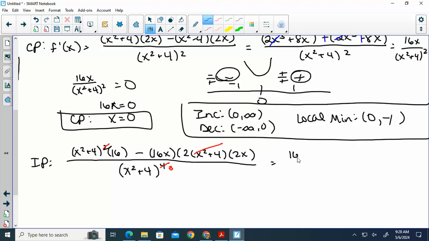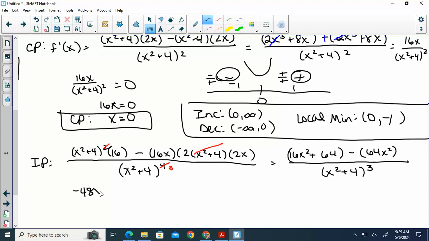So if we distribute, we get 16x squared plus 64. Okay, over here I'm taking 16x times 2 times 2x. So when we do that, we get negative 64x squared. And for the denominator, so 16x squared minus 64x squared is negative 48x squared plus 64 over the bottom.